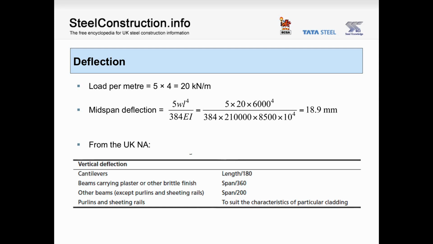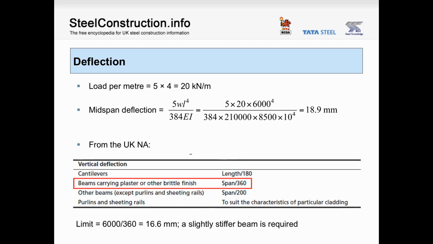We look in the National Annex for the deflection limits. It depends on the type of beam. In this case, we will take the more onerous limit of span divided by 360. We calculate the limit. The answer is 16.6 millimetres. Our actual is 18.9 millimetres. So in fact, if we are to use this more onerous limit, we would need a slightly stiffer beam.